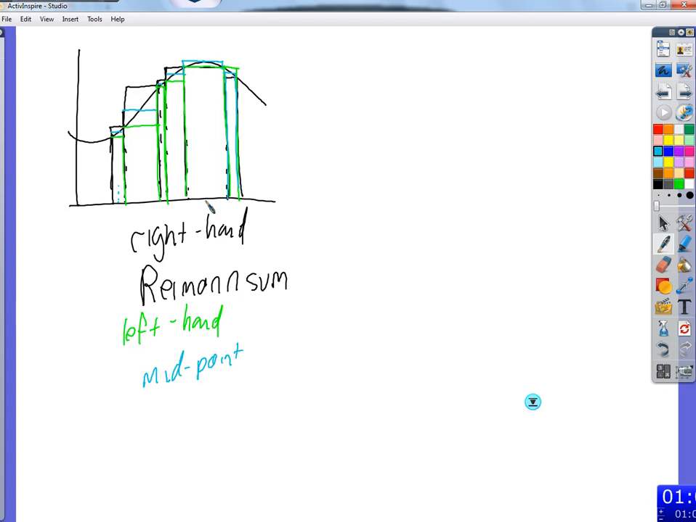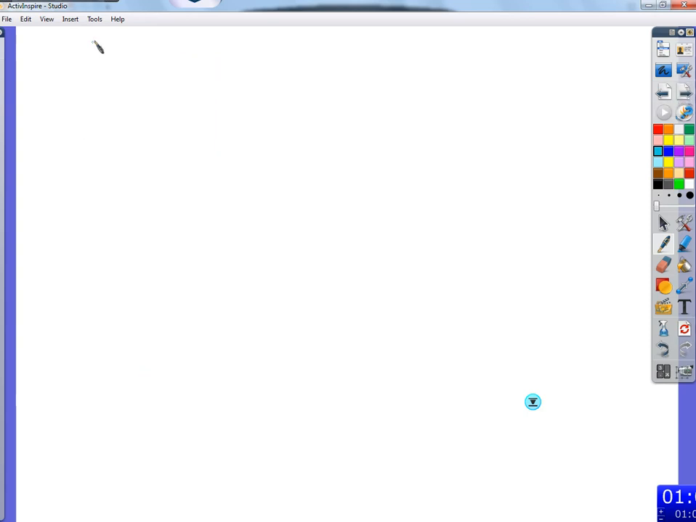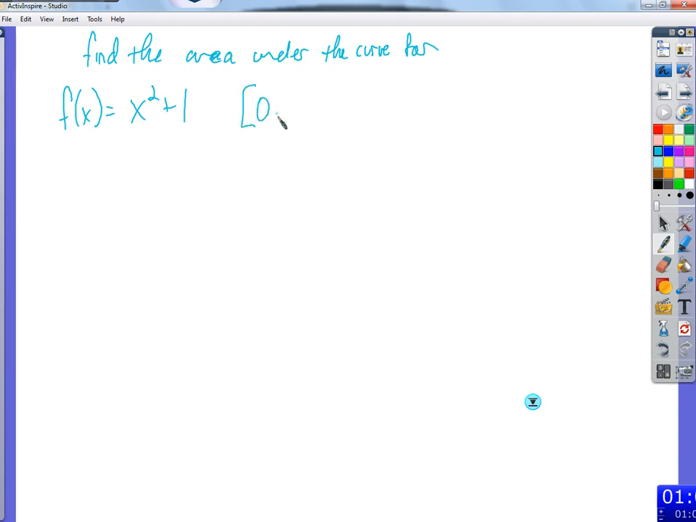Okay, so what we get now is some different notation. If I tell you to find the area under the curve for f of x equals x squared plus 1, so the one we just did, and then I write these brackets and I go like this, what am I asking you to do? Between the intervals of 0 and 3, find the area under the curve created by this function between x is 0 to 3.